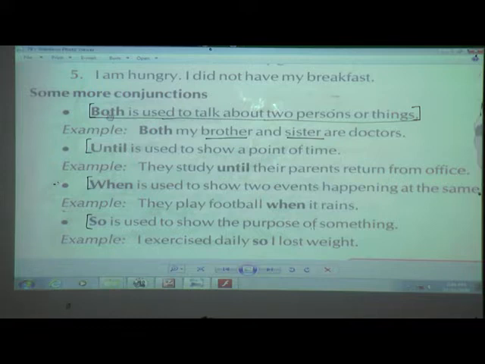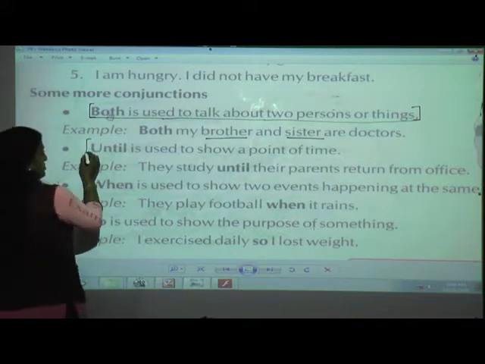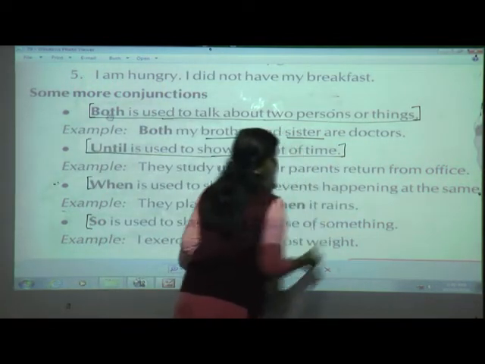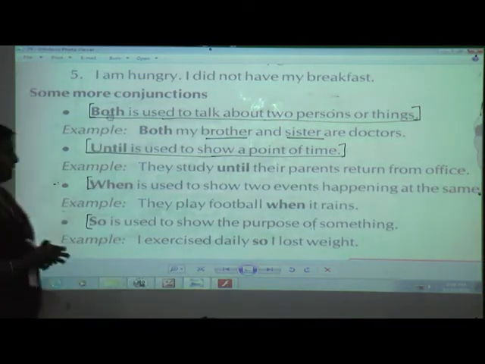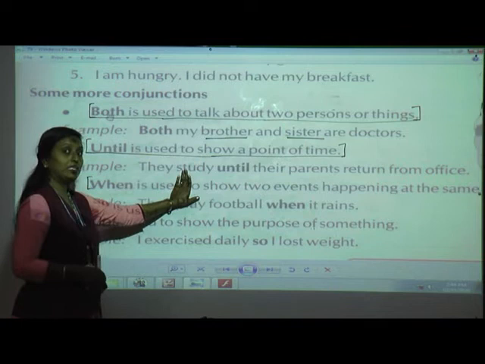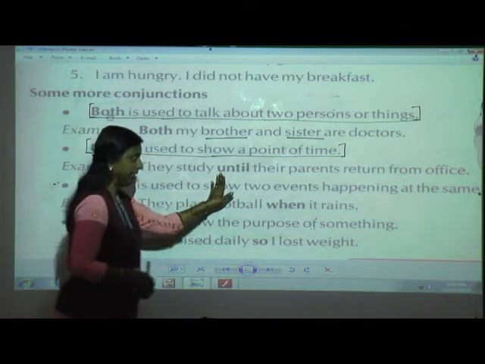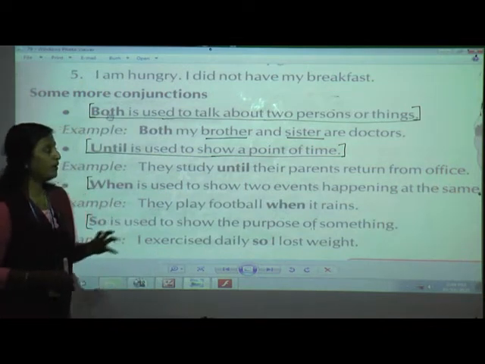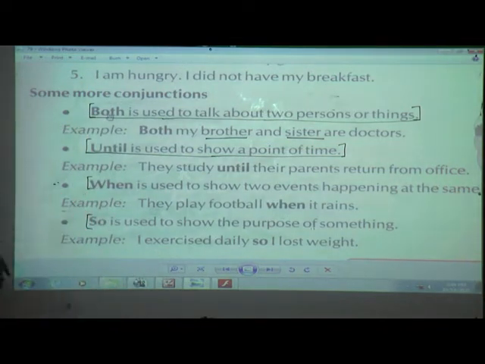Now next, until. Why is until used? Until is used to show a point of time. So when are we going to use until? To show a point of time. Example, they study. Until when? Until their parents return from office. That is, it's showing a particular time till when they are going to study. Understood, students, about until?